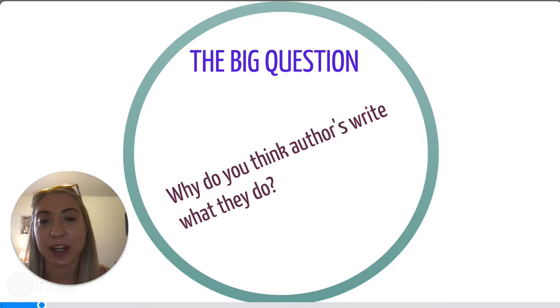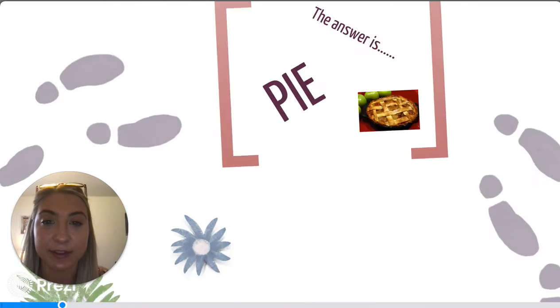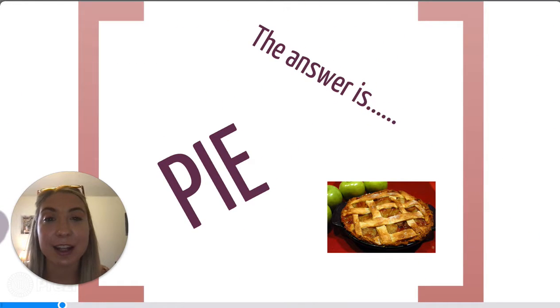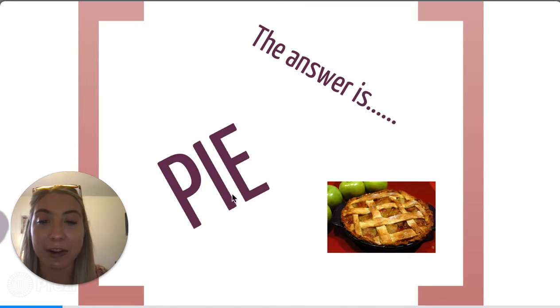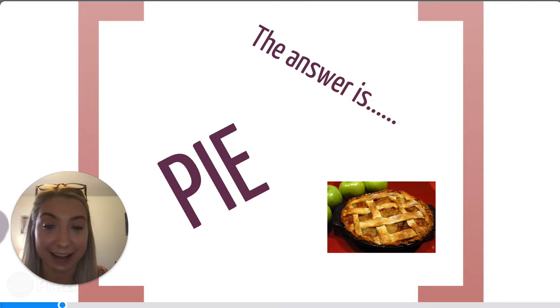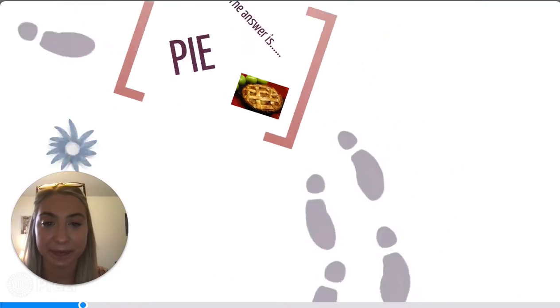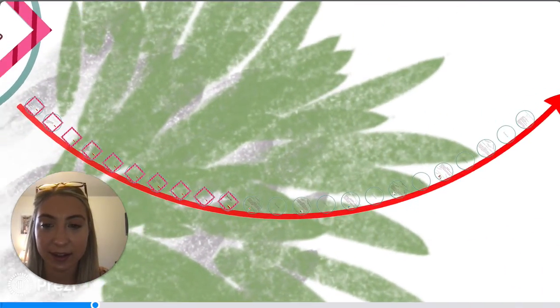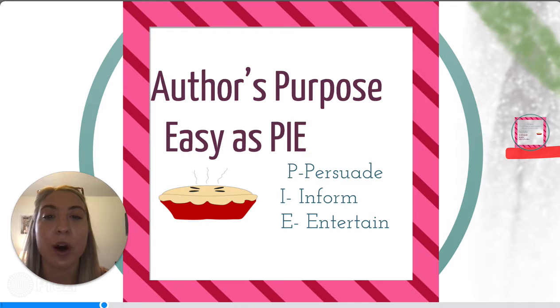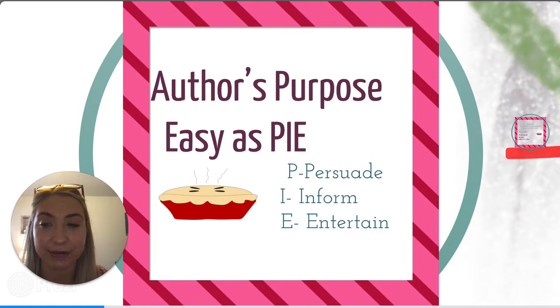So the big question is, why do you think authors write what they do? So we can spell it out like this, PIE. So we have P for persuade, I for inform, and E for entertain. So let's go into a little bit more depth about that. So an easy way to remember it is PIE. So author's purpose, easy as pie, authors will write something to persuade you, inform you, or entertain you.